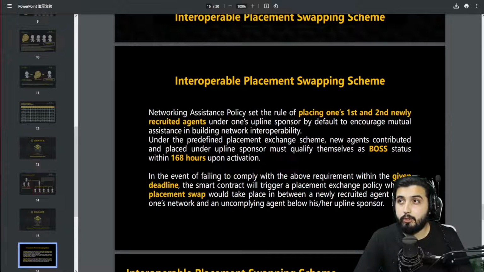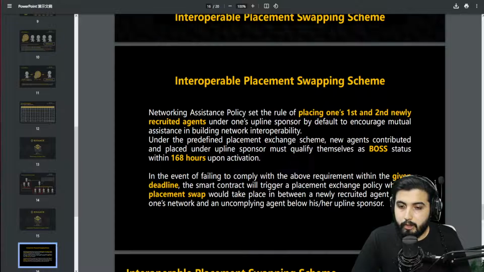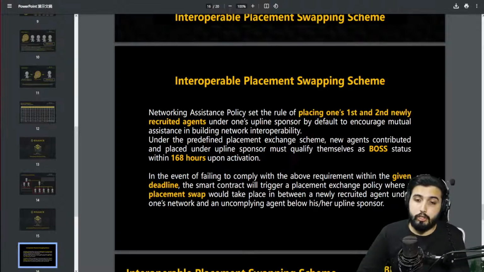So basically this was to make them, as it says, interoperable. And I'm not sure if I have seen this kind of structure before in other such schemes. This may be the first one. Under the predefined placement in exchange scheme, new agents contributed and placed under an upline sponsor must qualify themselves as boss status within 168 hours upon activation.